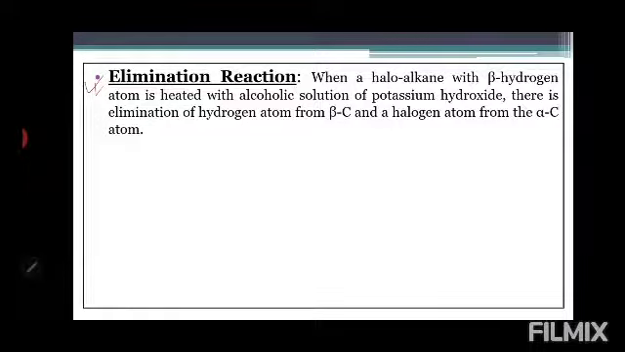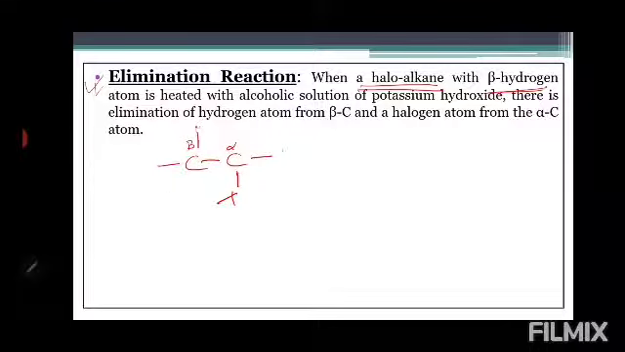Let us see what is eliminated. This is also important. Here we have haloalkane with beta hydrogen. We have already talked about alpha carbon, alpha hydrogen, beta carbon. I've already explained it. Suppose your haloalkane, this is your halogen. The carbon attached to the halogen is the alpha carbon and the next carbon is your beta carbon.